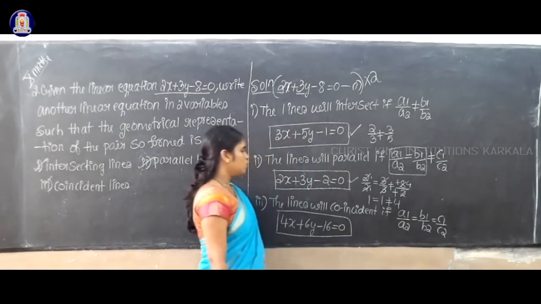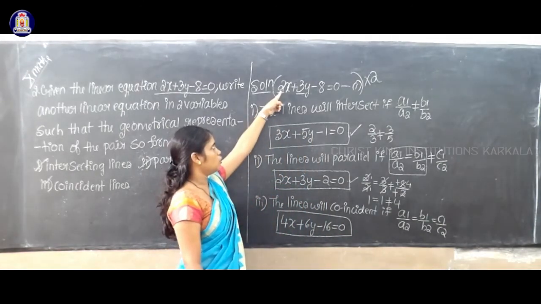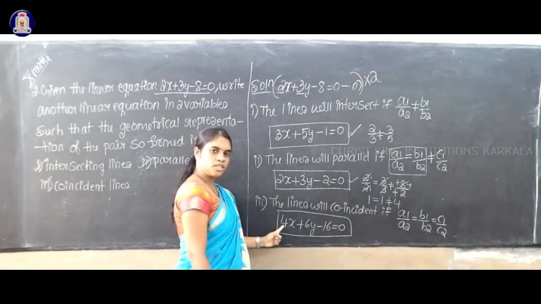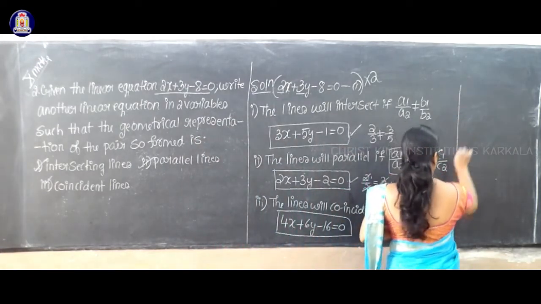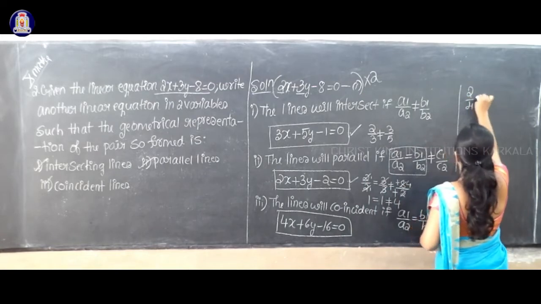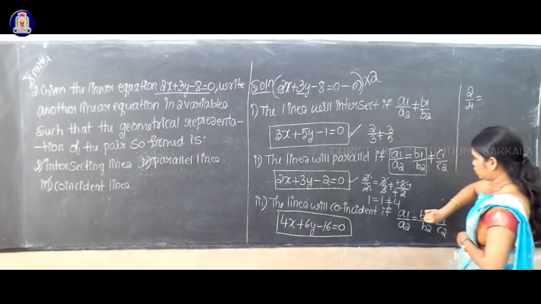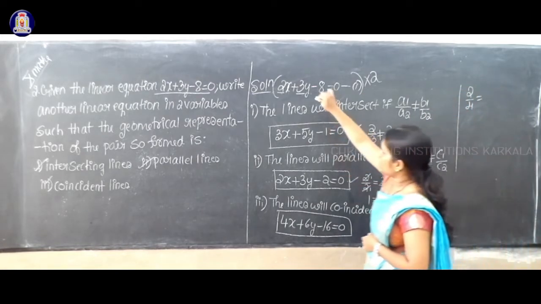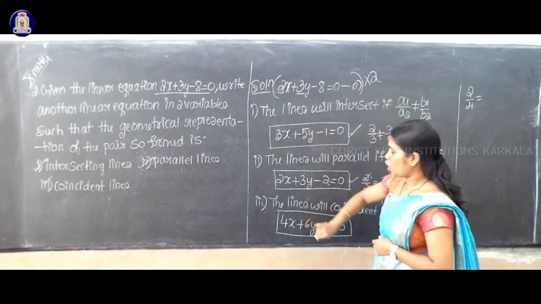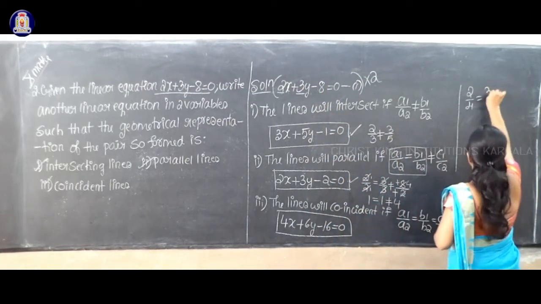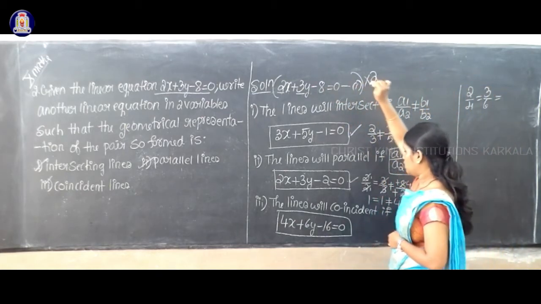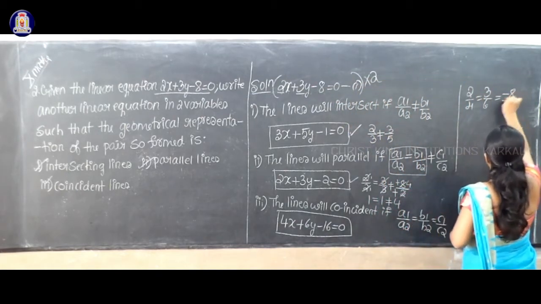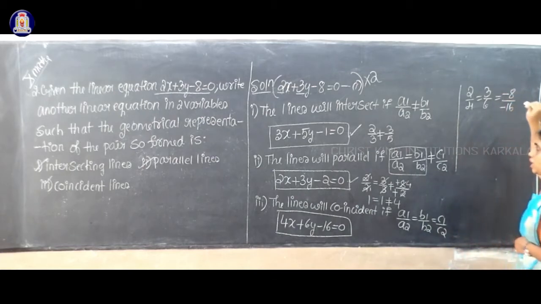Now check whether equation 1 and this newly formed equation satisfy this condition or not. We'll see now A1 by A2. A1 how much? 2. A2 how much? 4. So 2 by 4. Next B1 by B2. B1 how much? 3. B2 how much? 6. So 3 by 6. Next C1 by C2. C1 how much? Minus 8. C2 how much? Minus 16. So minus and minus will get cancelled here.